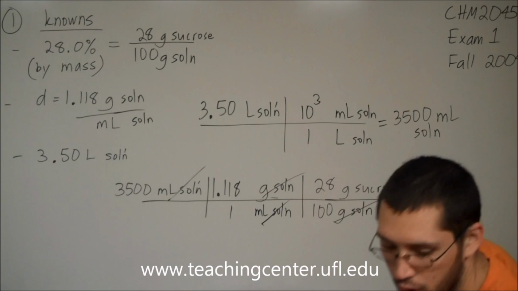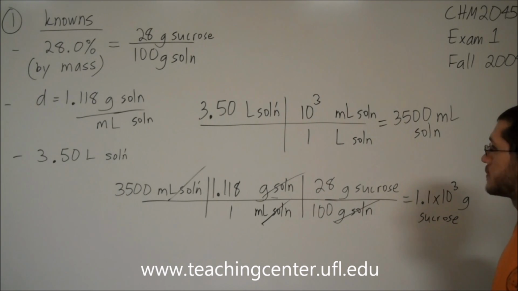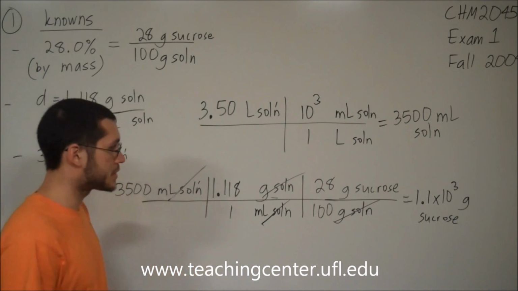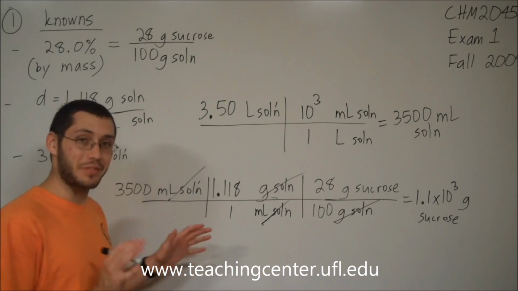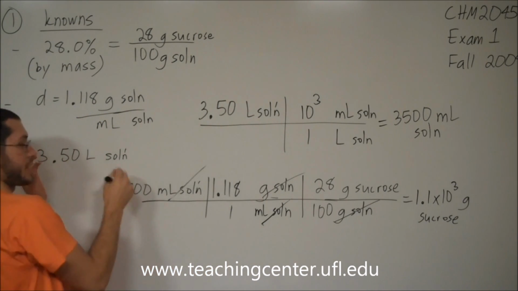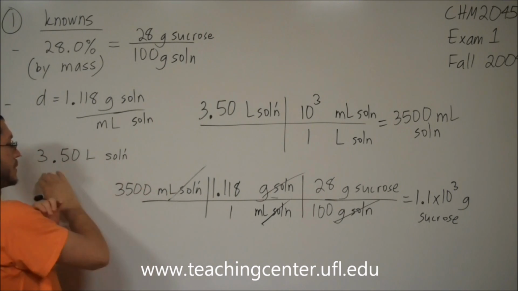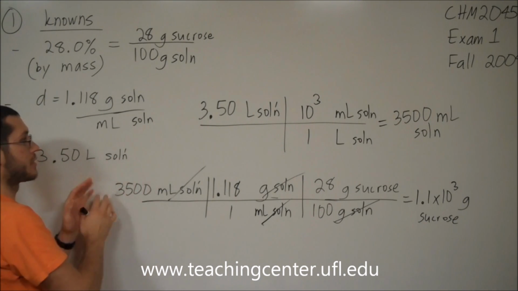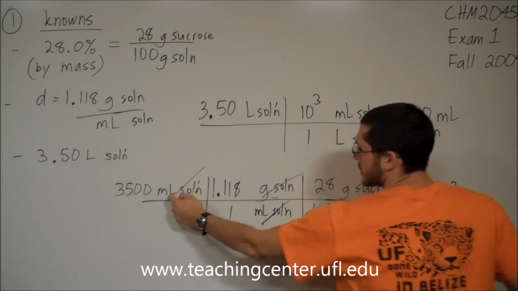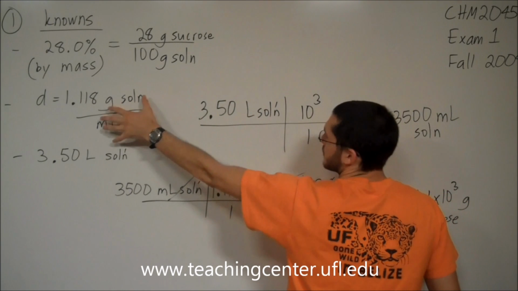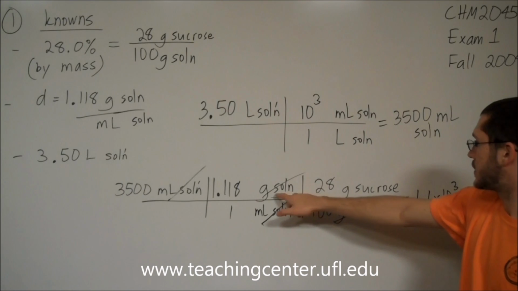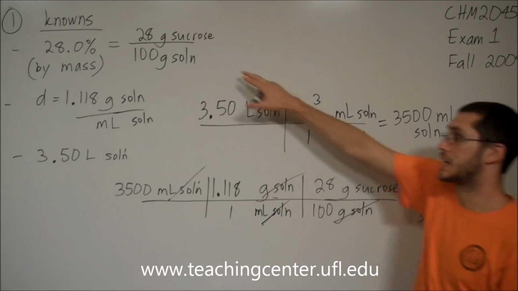Just to review, something I suggested was to follow your units, and I noticed that a lot of students have trouble with this. If you follow your units, you're almost guaranteed to get the right answer, and you don't even have to think about it, really. We started out with liters of solution, that number that's not a ratio. It was just a number solidly given without being a ratio. We converted that to mils because we needed mils of solution in order to use this conversion factor. And then we killed the grams of solution by using the last conversion factor.